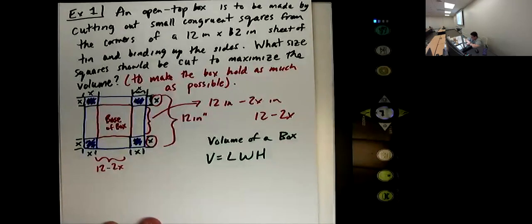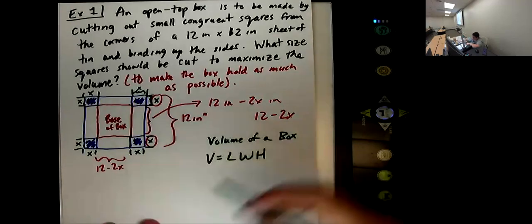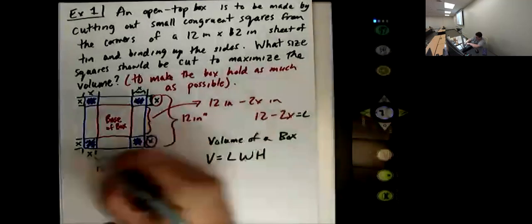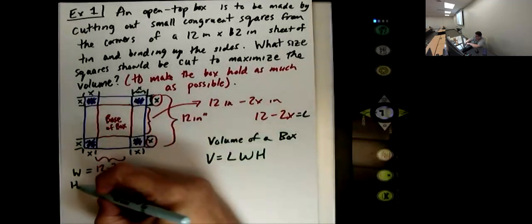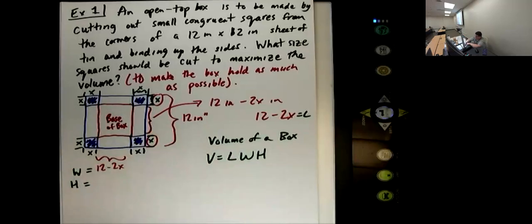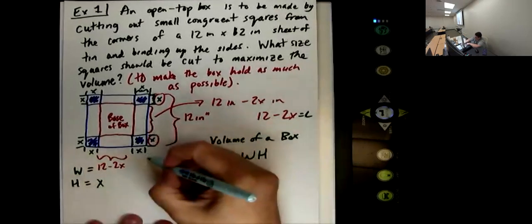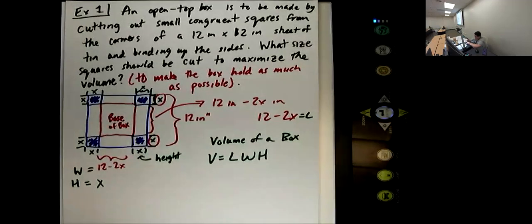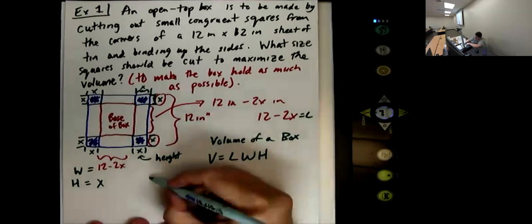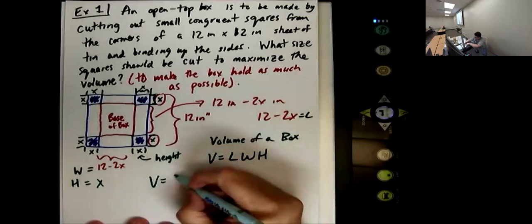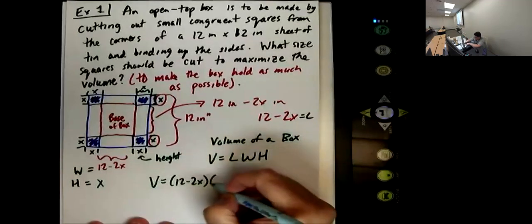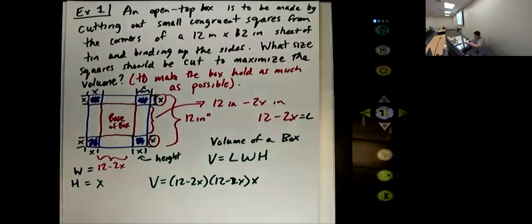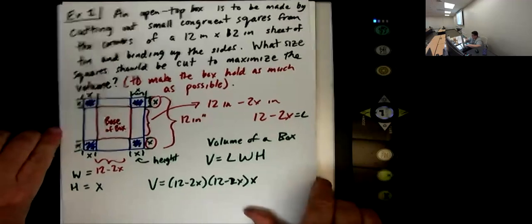That's 3 variables. We don't like that, but if this is our length and this is our width, what's our height? x. When we fold it up, that's going to be the height, because that's what we're folding up. So we have (12 minus 2x) times (12 minus 2x) times x. Now we've got the volume in terms of x.